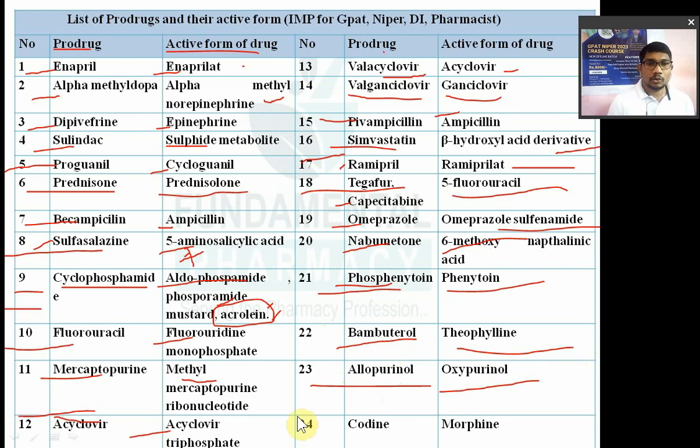Now codeine. Next one is codeine. Codeine is nothing but the narcotic analgesic. Morphine, codeine, thebaine.